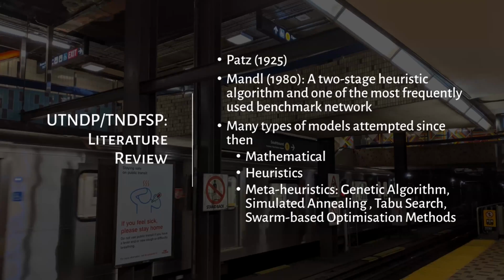Now, a brief review of what has been done in the literature. There's actually quite a bit that has already been done. It starts with Patz, this author in 1925, who introduced the first heuristic algorithm to generate transit networks and try to come up with an optimal network design.